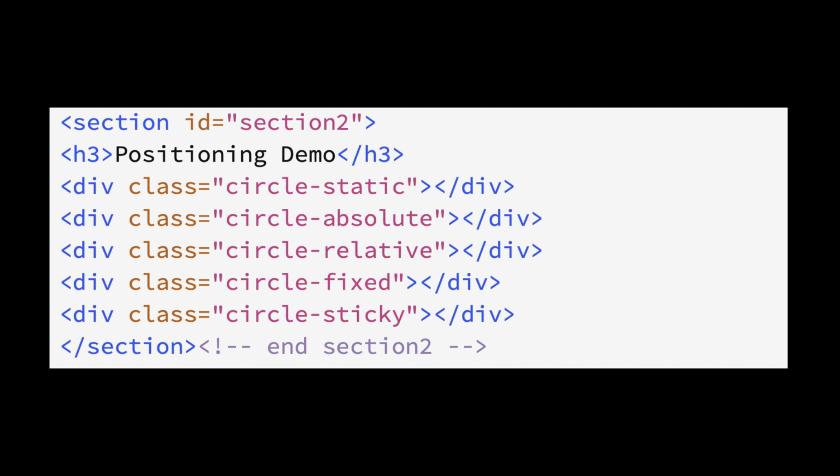Here is the HTML code again for section 2 in our demonstration. We see that it would be the fourth circle element. Here is the CSS. So in this example, we are looking at a circle element with a black color.